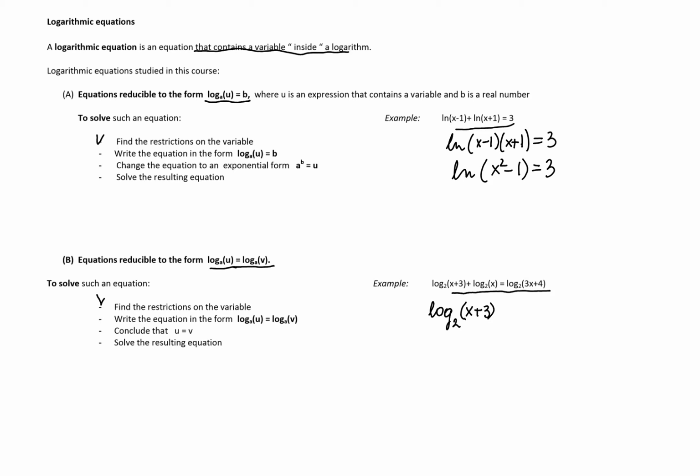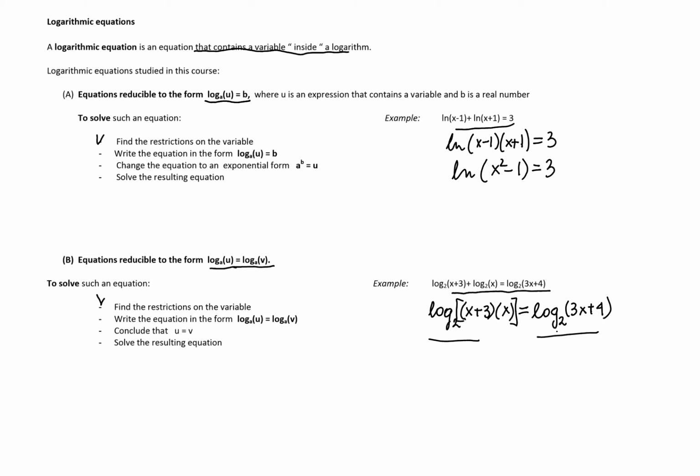In the first type, you'll have to expect a number that is left without a logarithm, like the 3 on the right hand side. In the second type, that number will not appear. All terms can be combined in such a way that on one side of the equation you will have a logarithm, and on the other side you have a logarithm with the same base.